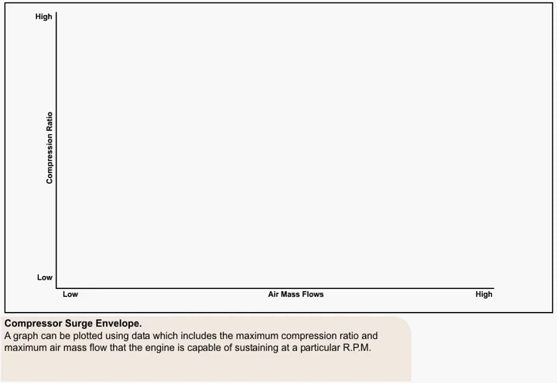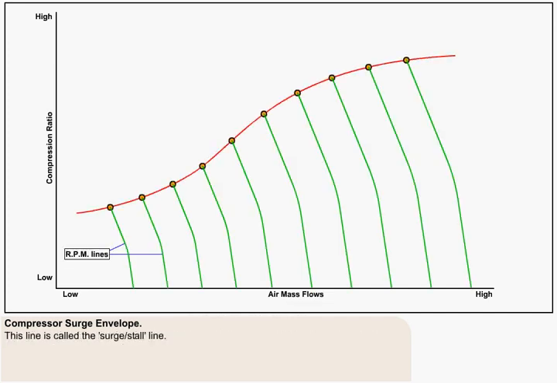During the development stage of an engine, or more specifically the engine's compressor, a graph will be plotted using data which includes the maximum compression ratio and maximum air mass flow that the engine is capable of sustaining at a particular RPM. A line is drawn which connects points on the graph which equate to the maximum compression ratio and maximum air mass flow at a number of different RPMs. This line is called the surge-stall line.